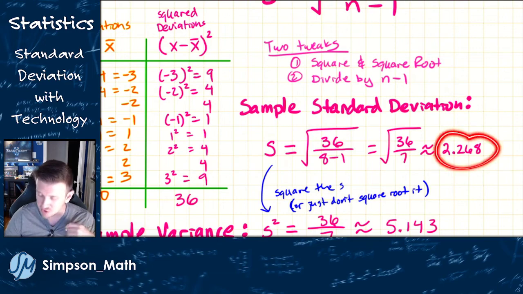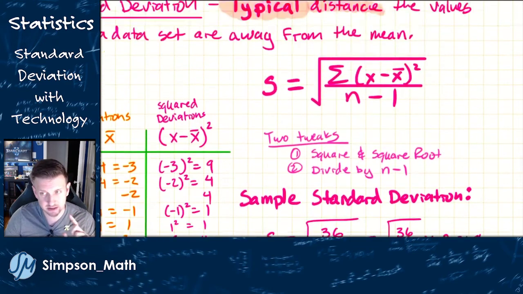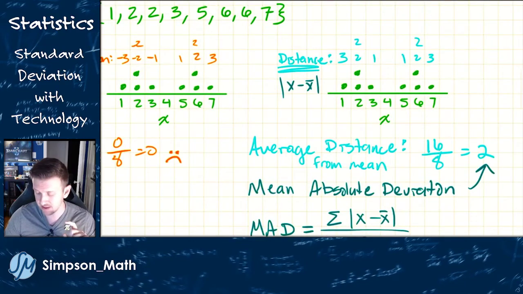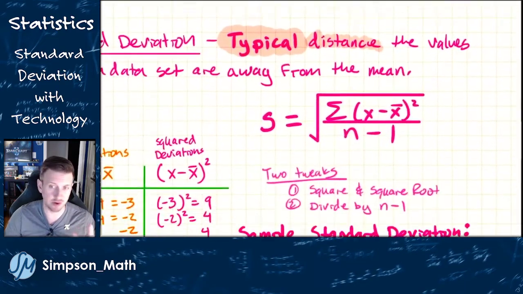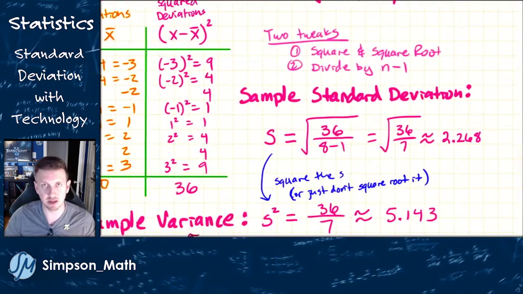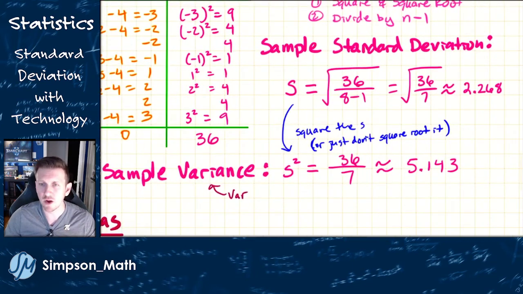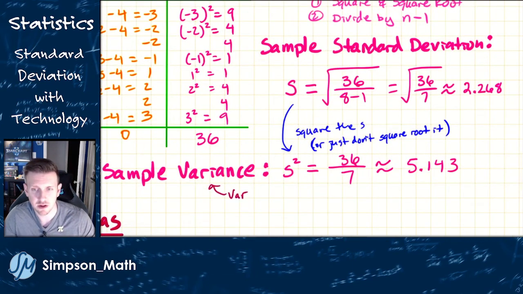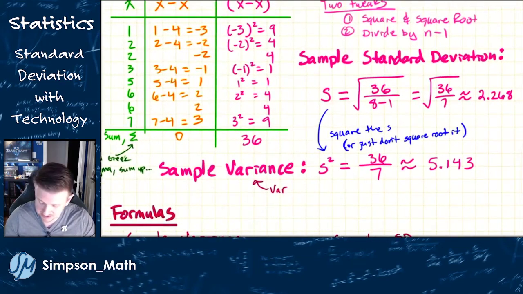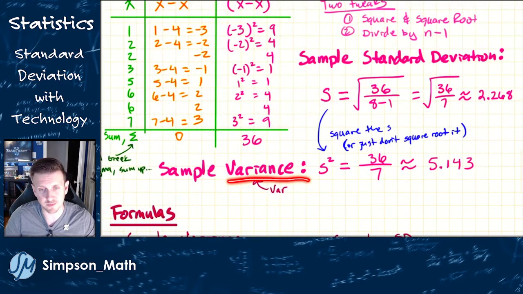So notice I get 2.268, which is just a little bit bigger than this 2. It's a little bit bigger for two reasons. One, the whole square business. Square rooting is going to make it be a little bit bigger. And then the other is this divide by n minus 1. Now, what if we didn't square root? Then we have a name for this, and that is called the sample variance, or more specifically the variance.